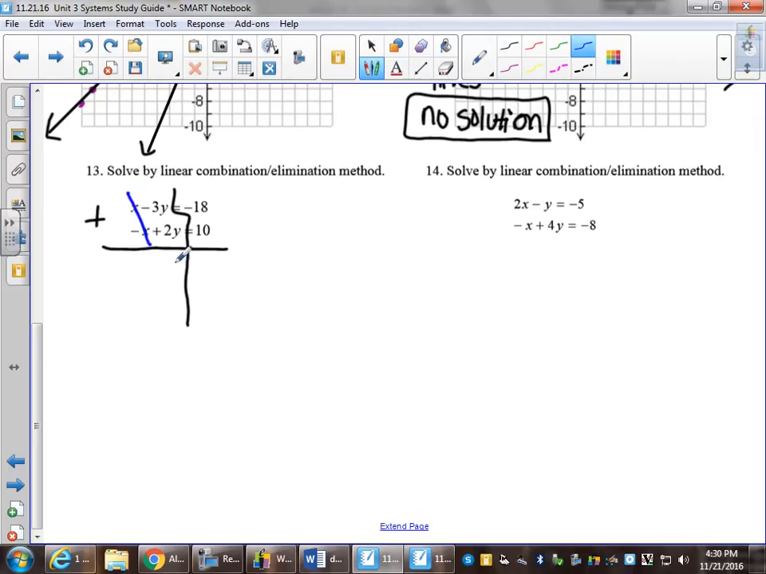X minus x is gone. That's 0. Negative 3y plus 2y, that's like I owed you $3, I pay you back 2, I still owe you $1. Negative 18 plus 10 is negative 8. Divide by negative 1. Divide by negative 1. And we get y equals 8.